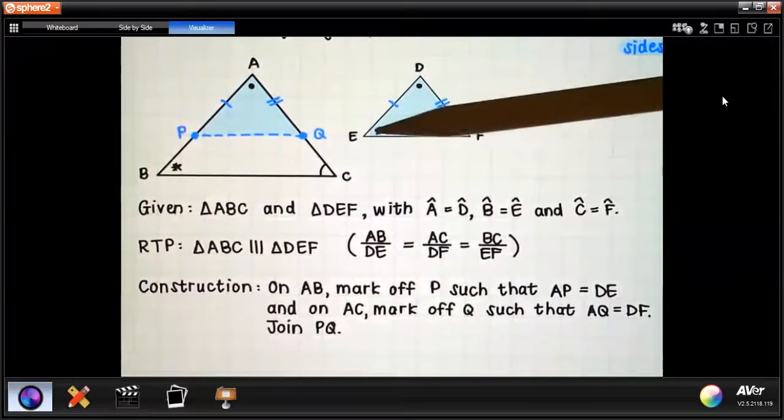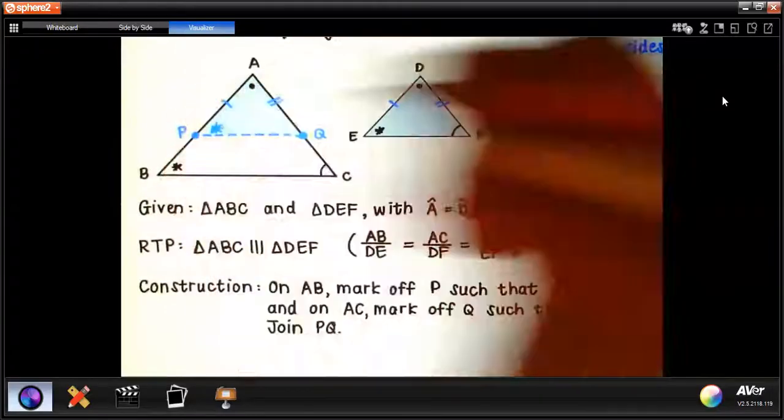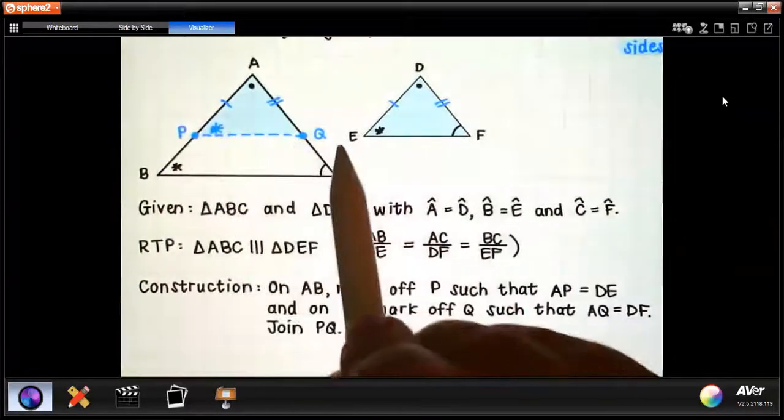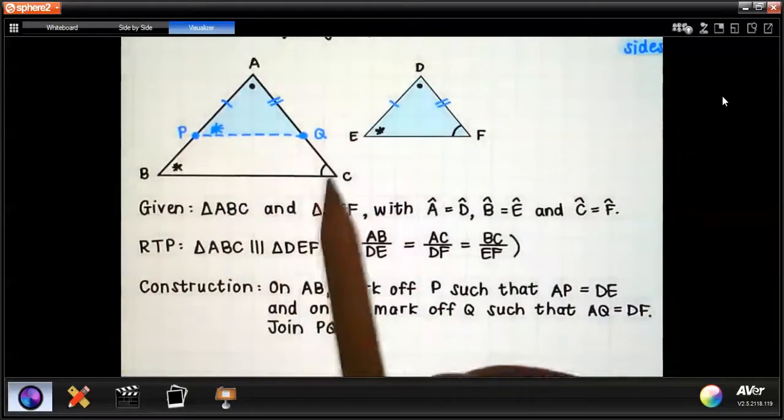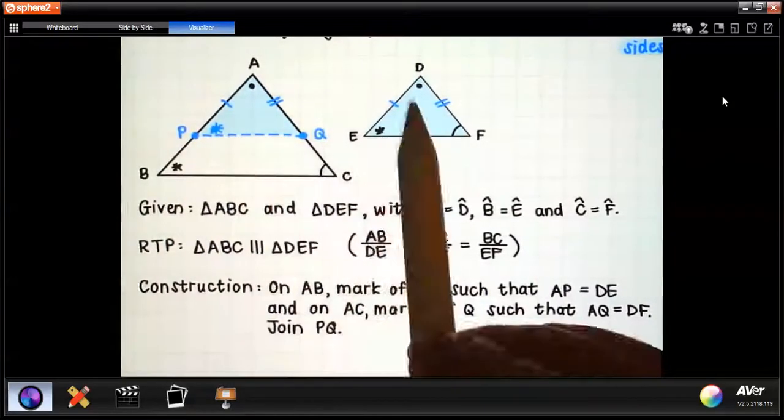So this angle at E is going to have to be equal to that angle at P, angle APQ. So that is going to be our next step. We are going to state that APQ is equal to angle E because of congruent triangles.